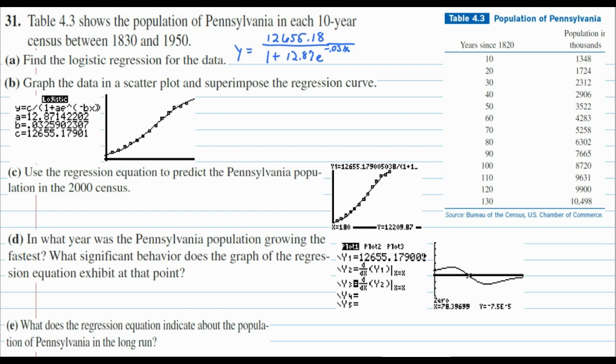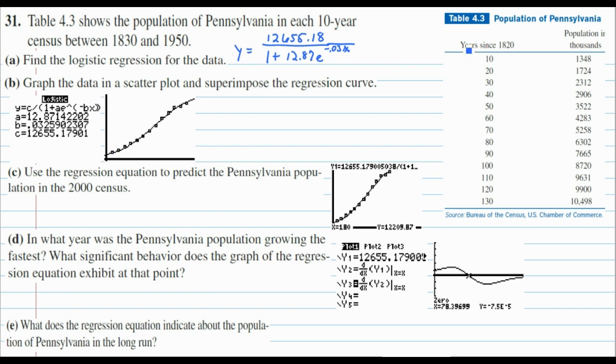Again, I'm not going to do this in my calculator in front of you. I'm just going to go through and explain it. Table 4.3 here shows the population of Pennsylvania in each 10-year census between 1830 and 1950, which is weird. These are the years since 1820. They're calling 1830 year 10, and I think that's just to get it off the y-axis so you can see where that data point is.